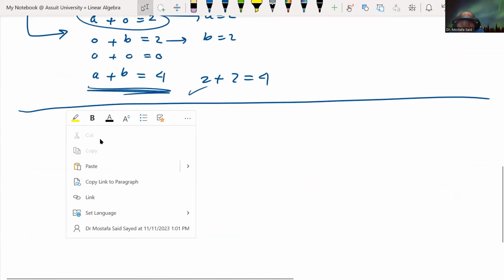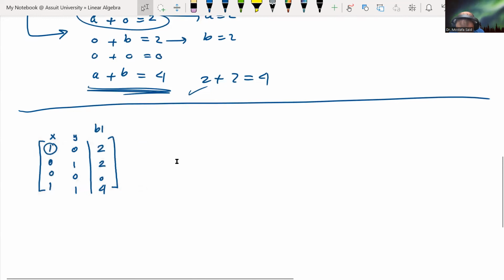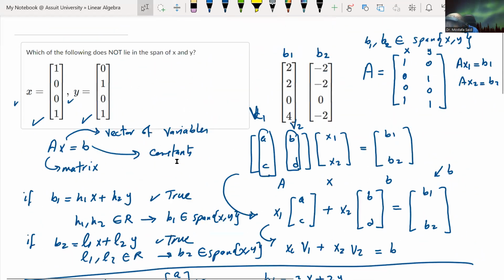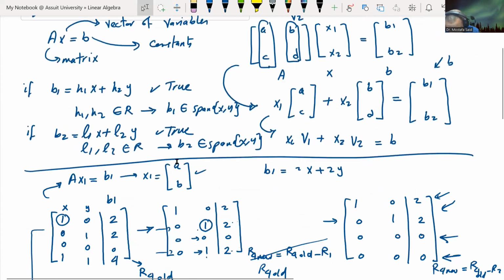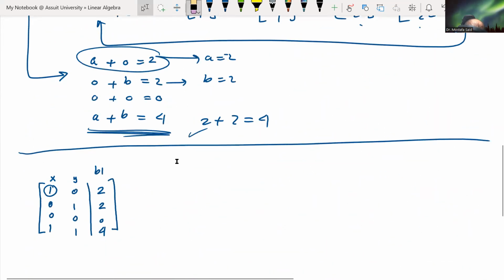So let's write that here. And B2, what is B2? B2 is basically minus 2, minus 2, 0, minus 2. And this is actually B2, not B1 anymore. I'm going to do Gaussian elimination again. After doing Gaussian elimination, you're going to find that it's very easy to solve.